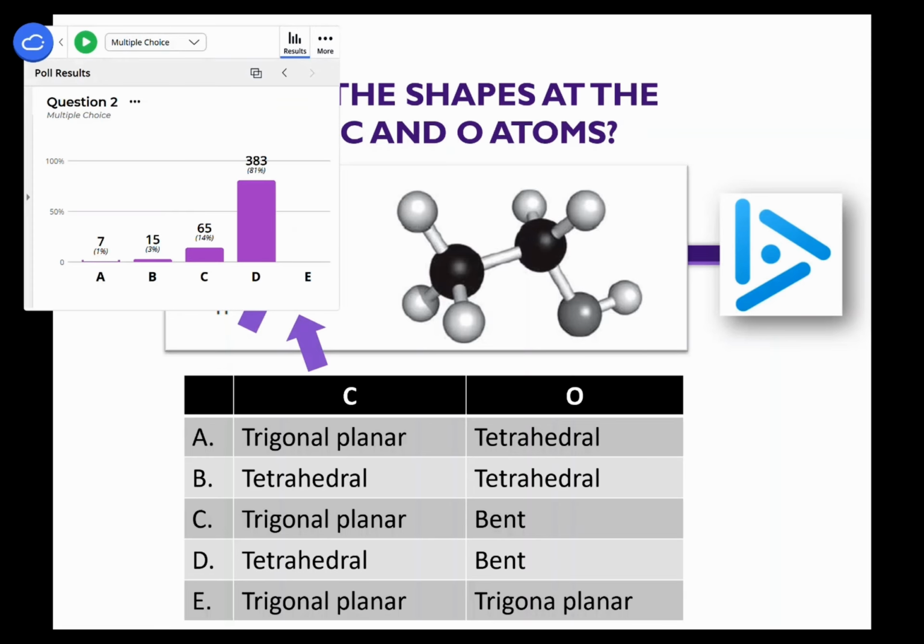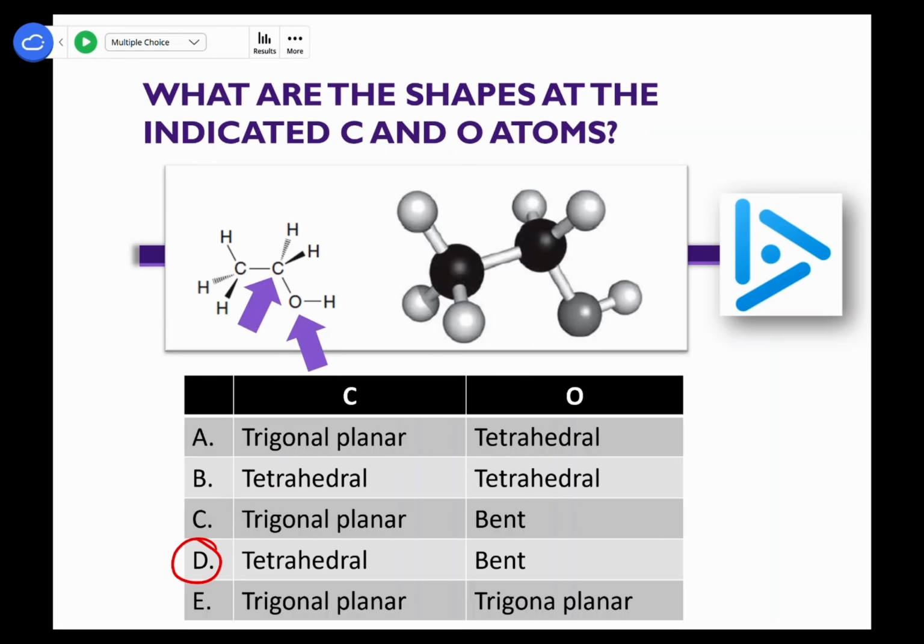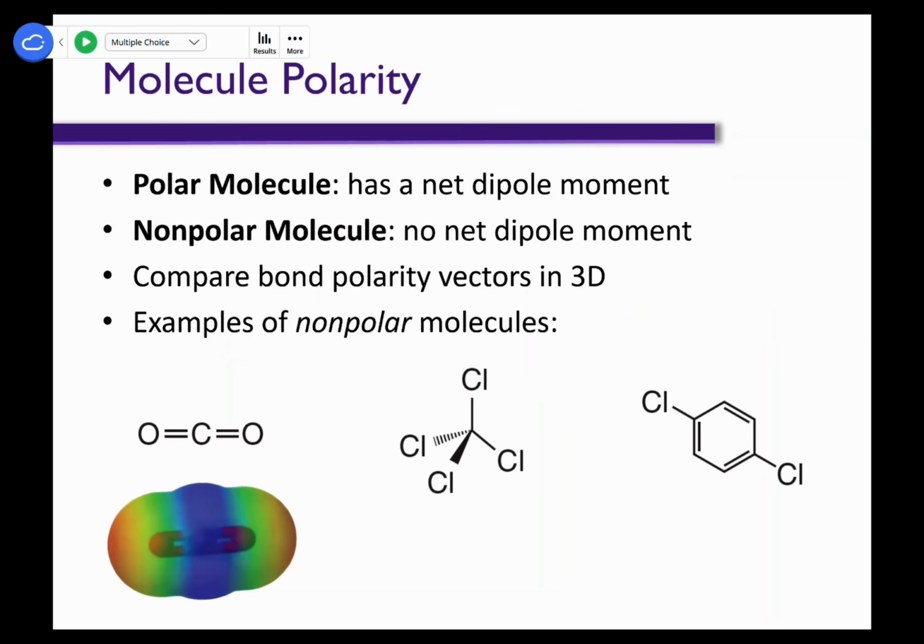Okay, so 81% going for D, and I agree. We have 4 regions of electron density around this carbon. They're all bonding, so that shows us we have a tetrahedral shape. Oxygen has 2 non-bonding pairs of electrons, giving it a bent shape. So well done. Okay, we're now going to move on with our conversation of shapes to wrap up topic 3.2.